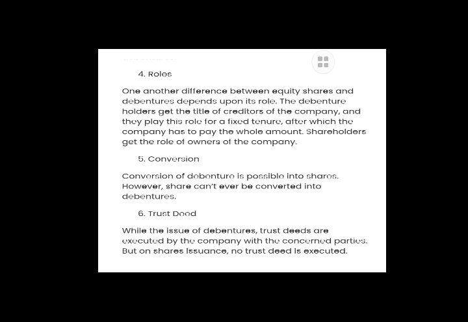The next point of difference is conversion. There is a possibility of conversion of debentures into shares. However, shares cannot be converted into debentures. While issuing debentures, trust deeds are executed by the company with the concerned parties, but on the issuance of shares, no trust deed is executed.